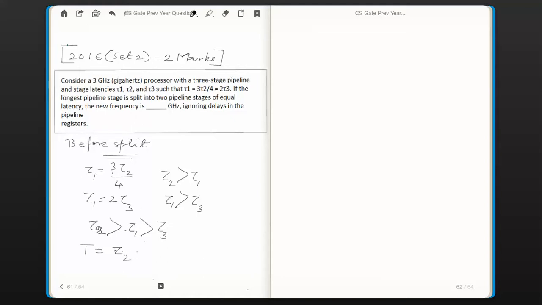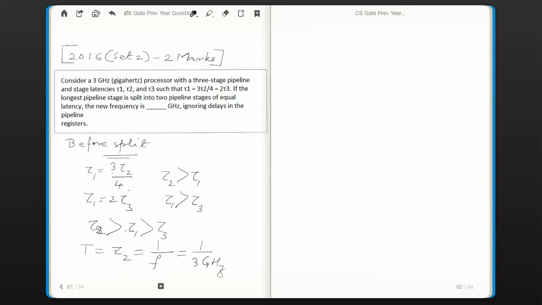Now time period is the inverse of frequency, that is 1 by f, and frequency before split is given as 3 gigahertz. So 1 by 3 gigahertz. So from here we can see tau 2 is equal to 1 by 3 gigahertz.